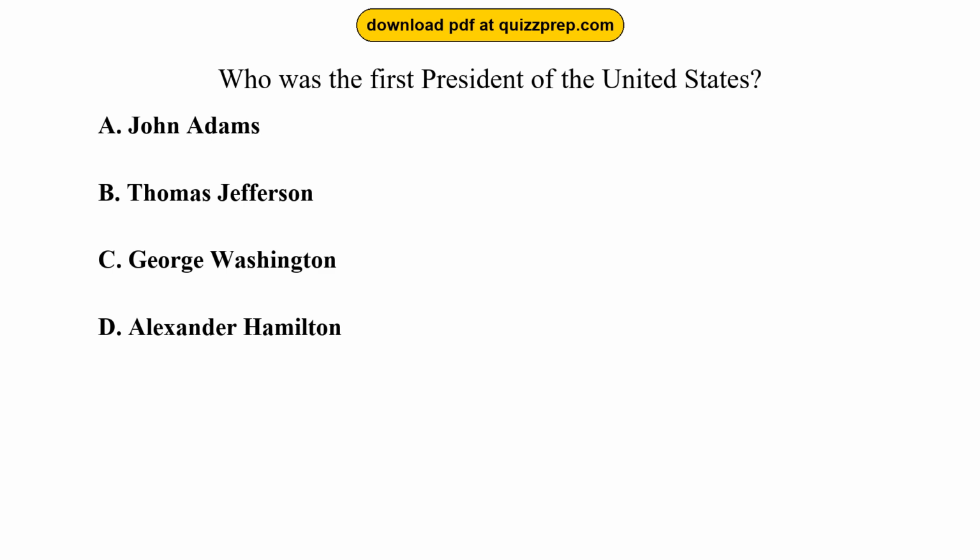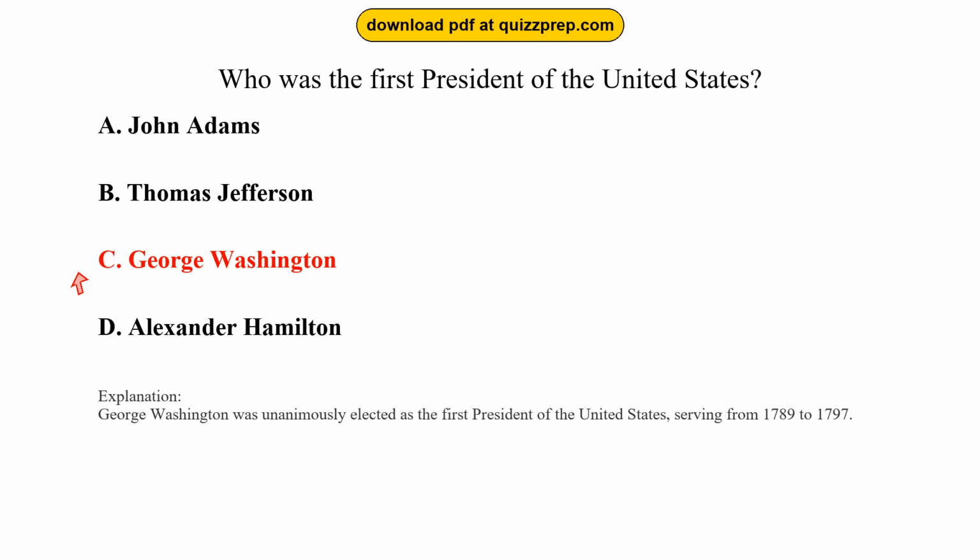Question 100. Who was the first President of the United States? Option A, John Adams. Option B, Thomas Jefferson. Option C, George Washington. Option D, Alexander Hamilton. The correct answer is option C, George Washington. George Washington was unanimously elected as the first President of the United States, serving from 1789 to 1797.